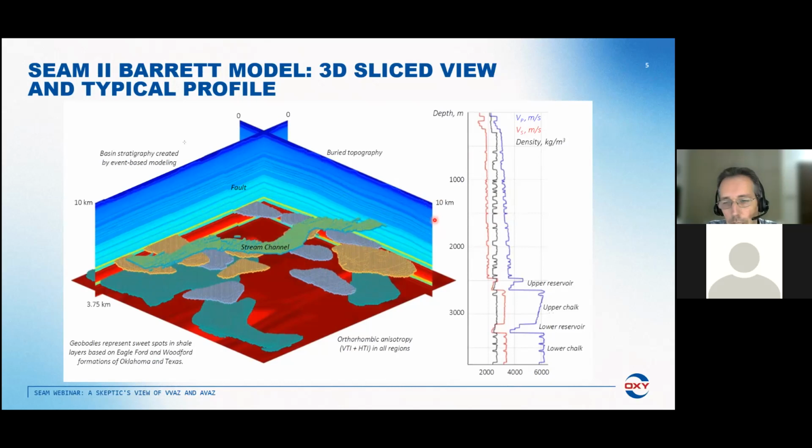When we look at a profile, which is right at the center in the middle bin, so at 5 kilometers both ways, you see an extraction of the P and S wave and density, the basic elastic properties. So we go from shallow to deep, we get the first shale layer, the upper reservoir, an upper chalk, which is a high acoustic impedance contrast. Then we get another contrast, we go to the lower shale reservoir, and then finally we have the lower chalk. So these shale reservoir bodies are actually buried inside some impedance contrast.